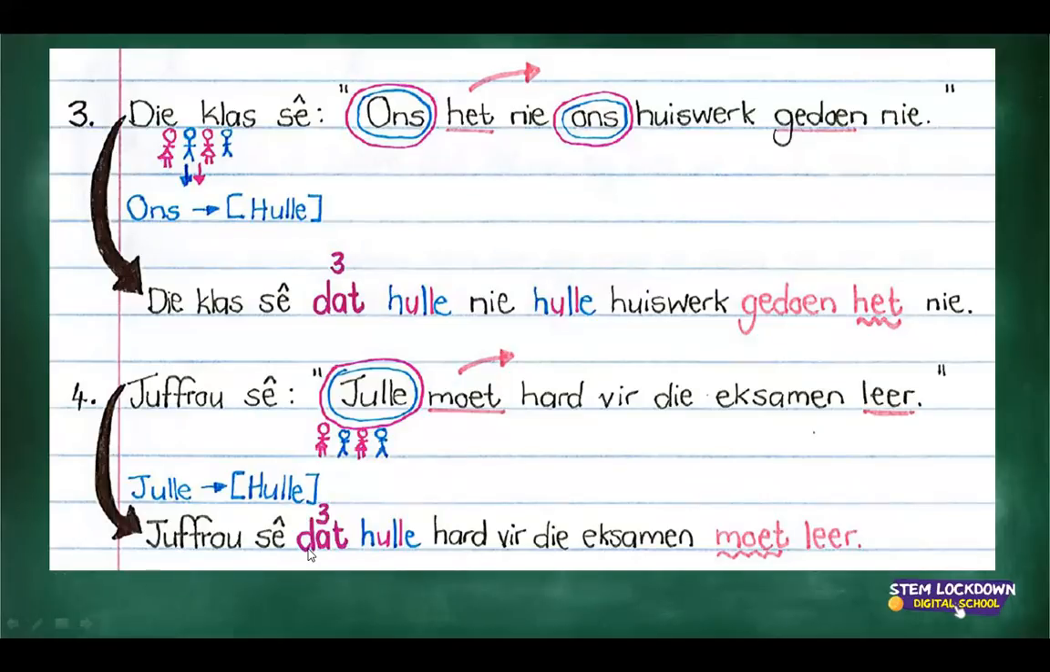Juffrou sê, dat is the group 3 conjunction. Hulle moet hard vir die eksamen leer. Okay, just as a reminder, het goes after verb 2, moet in front of verb 2. Okay. And then ons and julle in the direct speech always change to hulle. They don't change to anything else.